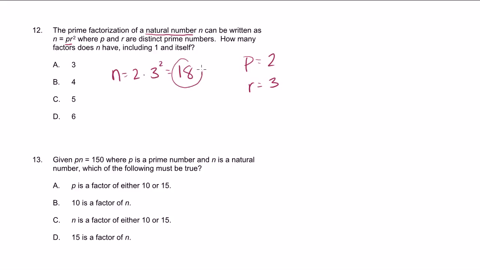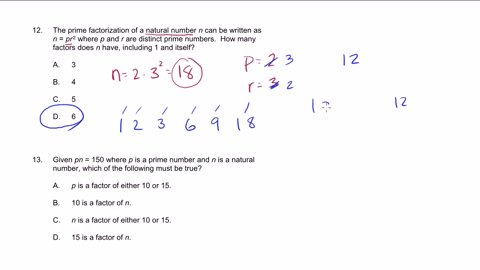So this is a possible n, and then how many factors does it have? Let's factor it out. It's got 1 and 18, 2 and 9, 3 and 6. So it's got 1, 2, 3, 4, 5, 6 factors. So the answer is D. And you could try it out with other numbers if you like. Make p equal to 3 and make r equal to 2. Then you'd have 3 times 2 times 2, you'd have the number 12. And you'd see its factors are 1 and 12, 2 and 6, and 3 and 4. So you'll see the same thing, exactly 6 factors.